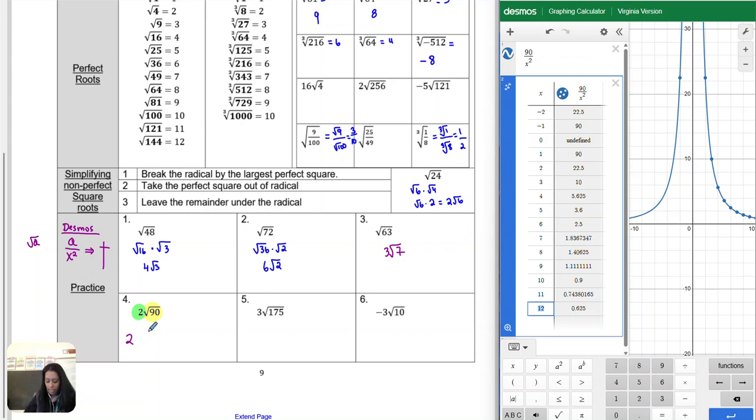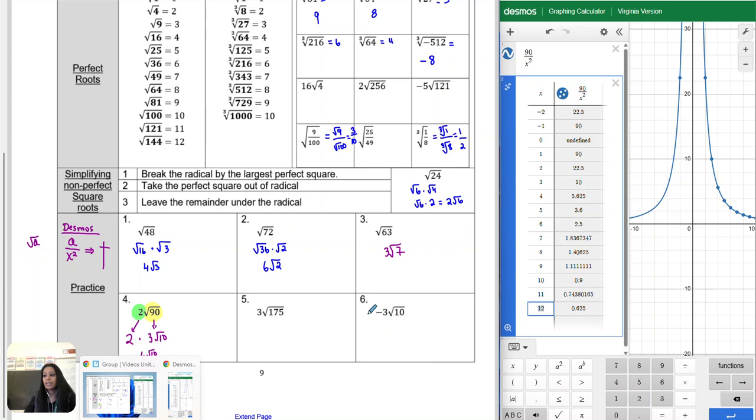So the square root of 90 is 3 square root of 10. And then the 2 stays, right? The 2 comes down, and the square root of 90 becomes 3 square root of 10. Now you're just going to combine the 2 and 3. So 2 multiplied by 3 is 6 square root of 10. And there you go. That's my answer. Okay.